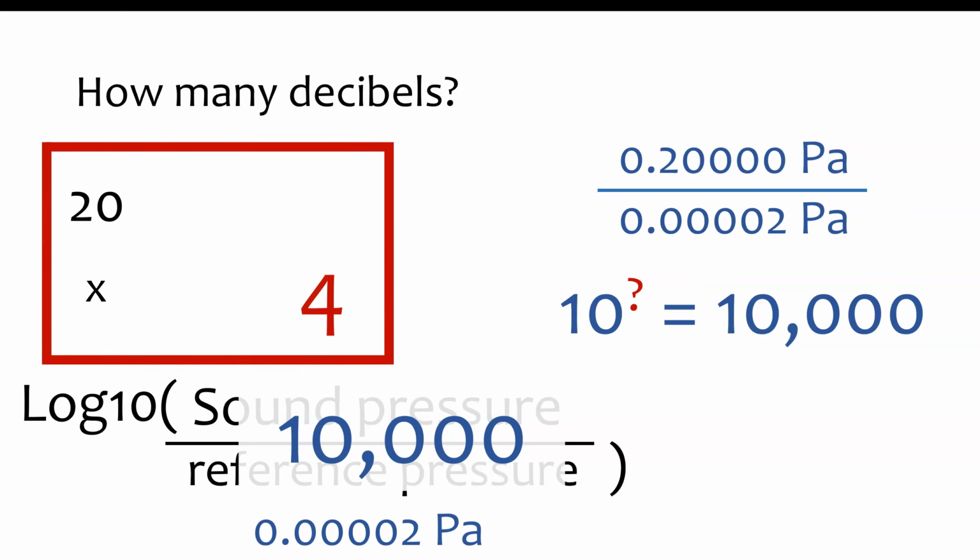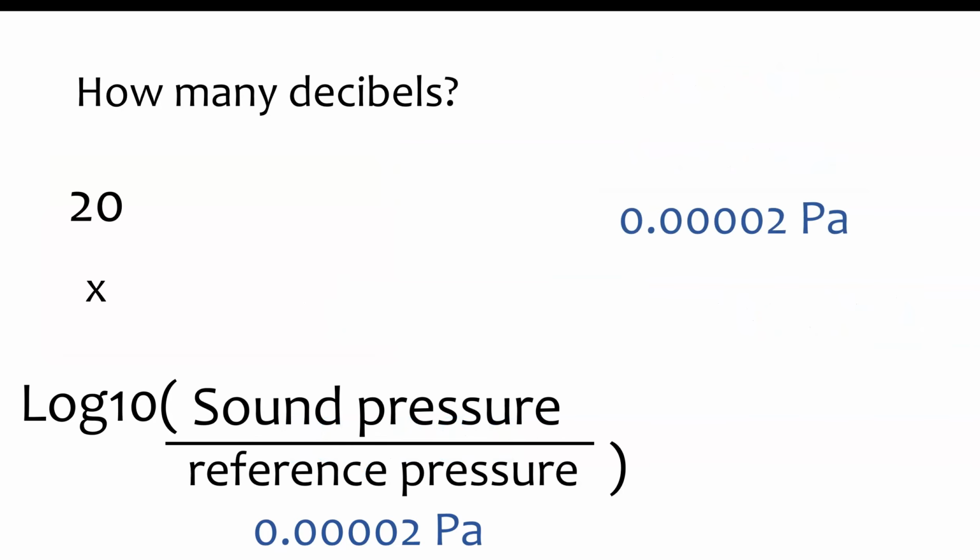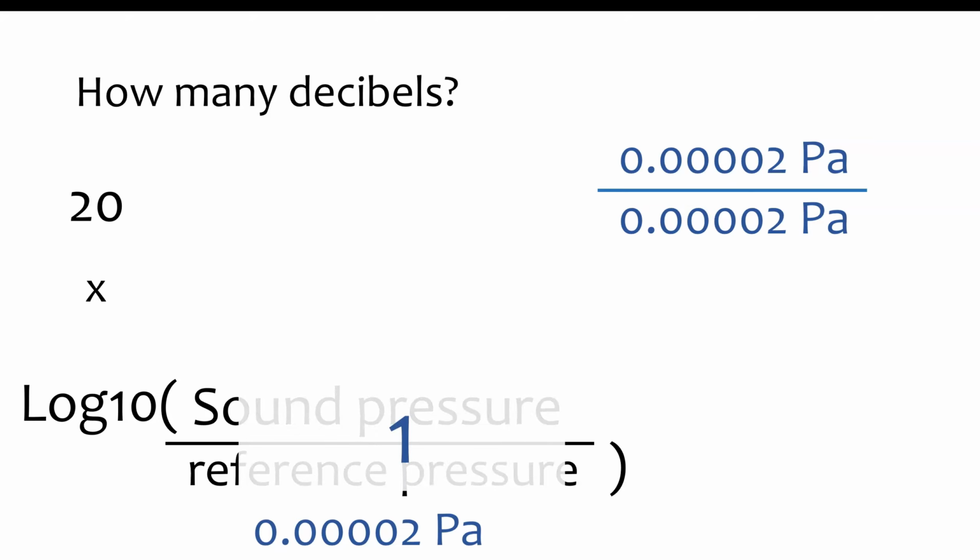It's 4. So we multiply 20 by 4, and we get 80 decibels that correspond to this number here. So we can keep producing these ratios, but the example I really want to get to here is the case where you have exactly that reference amount of air pressure. Well, what this means is that you have a ratio of 1.